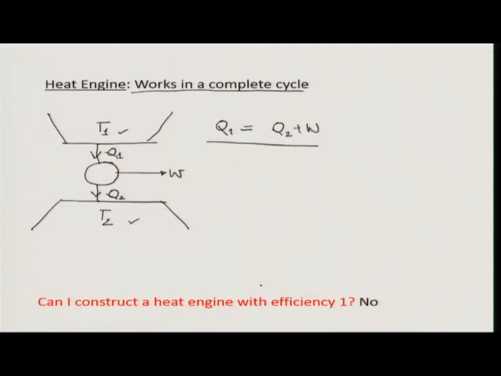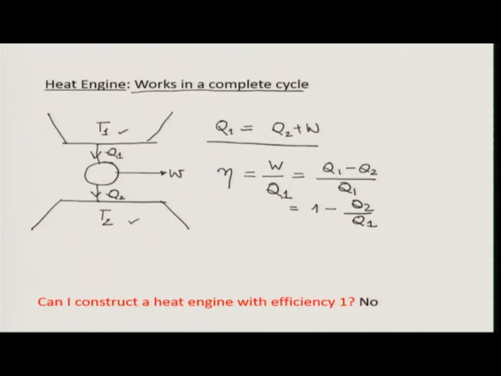Okay? And we define the efficiency of the engine, that is eta, which is W by Q1, that is work done by the heat absorbed from the hot reservoir, and this can be written as (Q1 minus Q2) by Q1, or 1 minus Q2 by Q1.